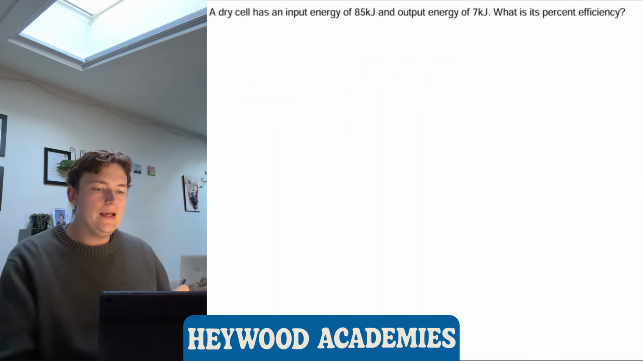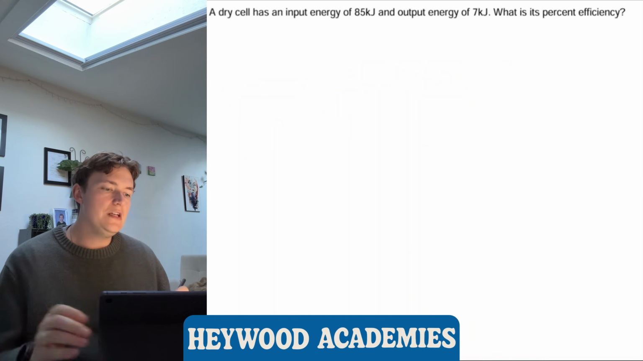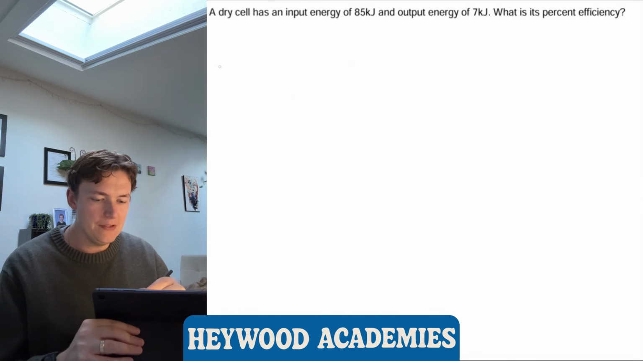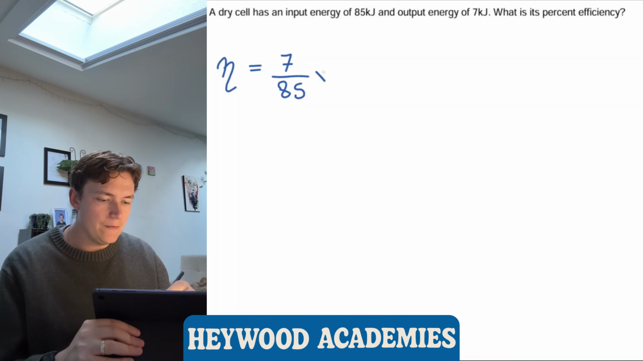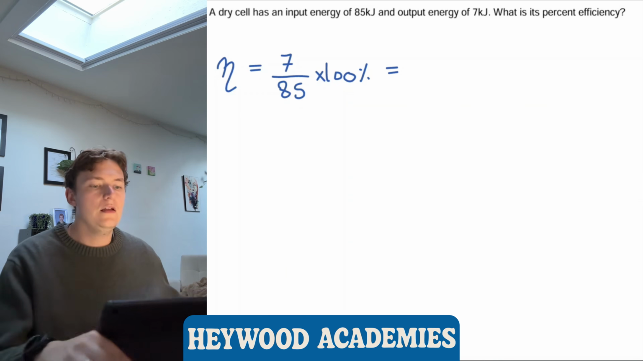A dry cell has an input energy of 85 kilojoules and an output energy of 7 kilojoules. What is its efficiency? Okay. So 7 over 85, using the same trick as before with the units. 100%.